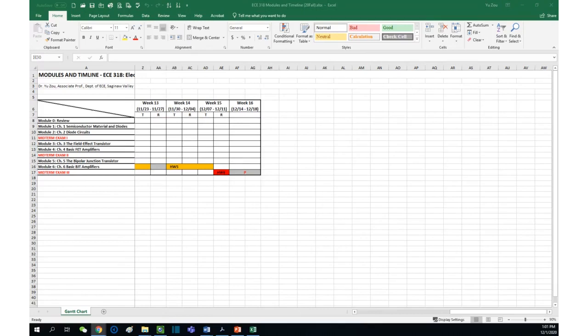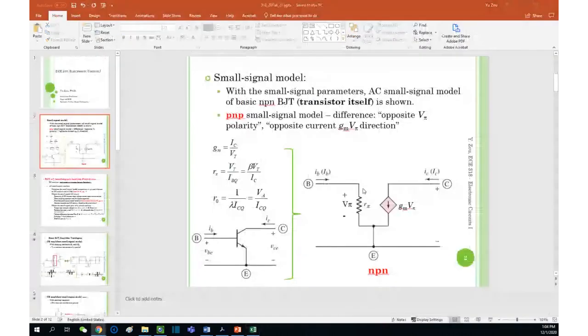This is Dr. Yuzo, and this is our ECE318 Electronic Circuit 1. Today is our 24th lecture, December the 1st. From the Gantt chart here, you can see we are at this very cell. Homework 5 is due today. All right, let's step into the lecture slides.